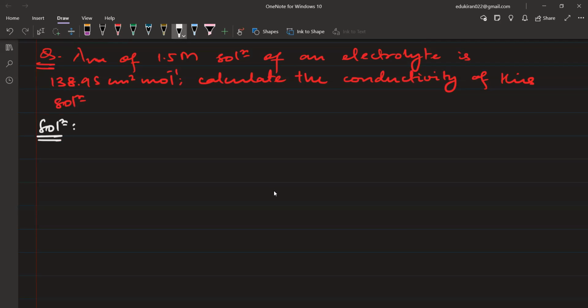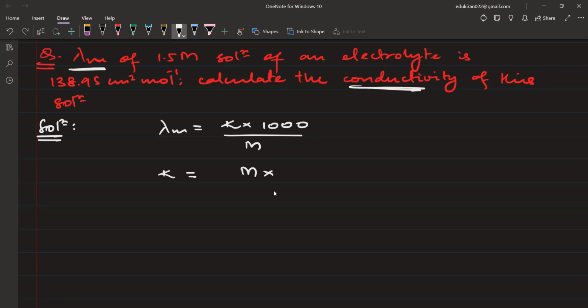So how are we going to do this? What is the relation between lambda m, what we have given? Lambda m has been given, and we have been asked about conductivity. So we know that the relationship is lambda m is equal to kappa into 1000 divided by the molarity of the solution. So very direct question, what is kappa? Kappa will be equal to the molarity into lambda m divided by 1000.